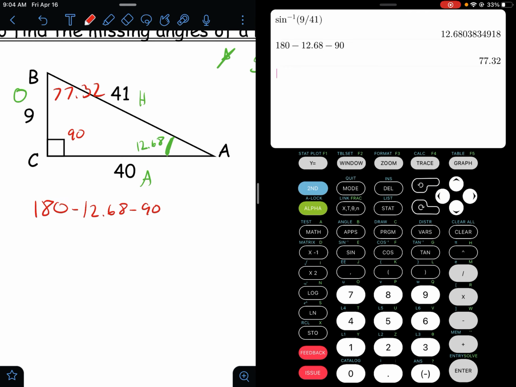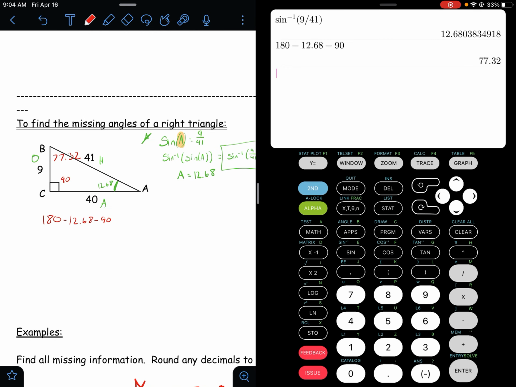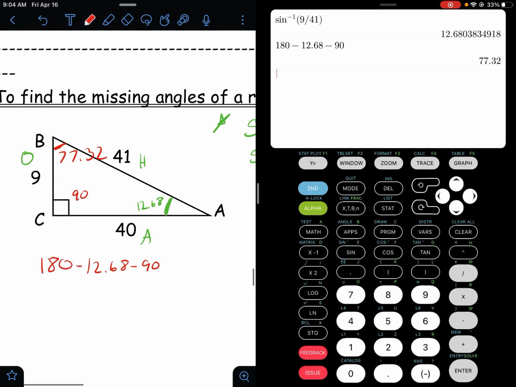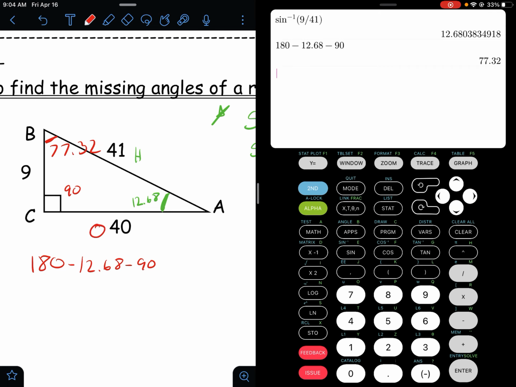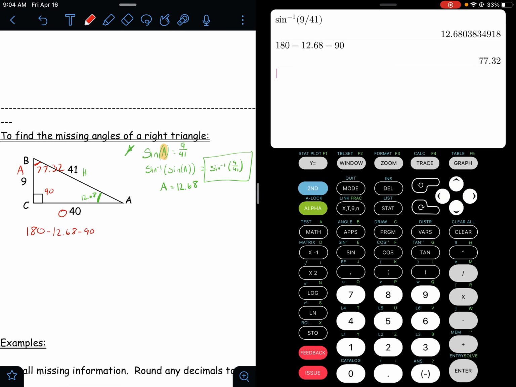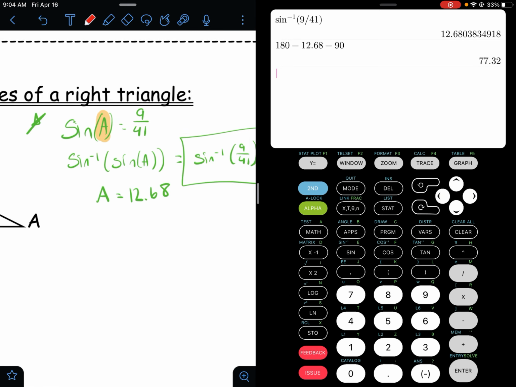However, I want to try and solve for angle B using trig functions. So let's make sure that it works. We're going to check our method here. So now we're looking at B. Now our opposite and our adjacent are actually going to switch. Our opposite is now 40 and our adjacent is 9. And we can try sine again.